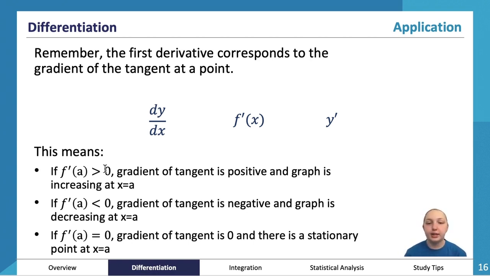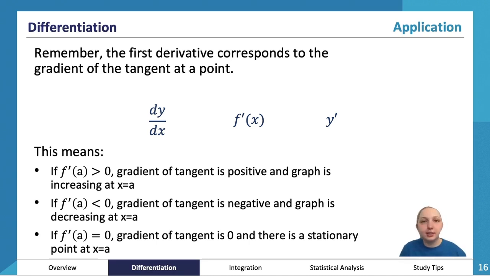So if your first derivative is positive, it means your gradient is positive and therefore your graph is increasing. Then the converse: if your first derivative is negative, so it's less than 0, it means that the gradient of your tangent at the point that you've chosen, so for this example at x equals a, is going to be negative, and that means our graph is going to be decreasing at that point. And then the only other possibility is that if f dash a is equal to 0, that means the gradient of our tangent is exactly equal to 0, and there is going to be a stationary point at x equals a.